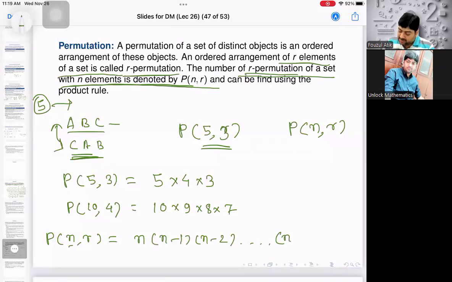So for the first position it is n minus 0. Second position it is n minus 1. Third position it is n minus 2. Similarly, for the r-th position, it is n minus (r minus 1). So this many ways you can do it. This is the formula for r-permutation. How many ways? n into n minus 1 into n minus 2, by product rule, up to n minus (r minus 1). Clear? So this is how you can find the number of r-permutations of a set with n elements.